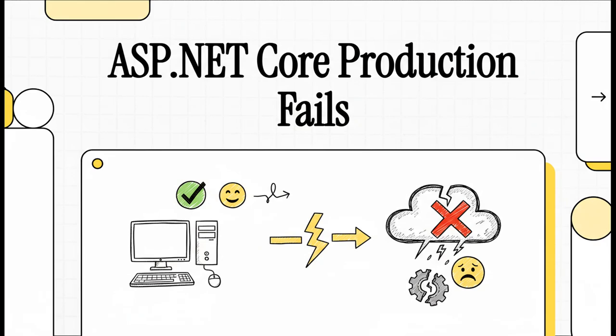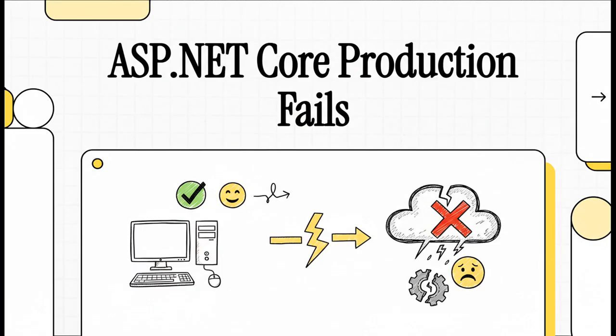Okay, let's be real. We've all been there. You've poured your heart and soul into building this awesome ASP.NET Core app. On your machine, it runs like a dream. You deploy it, you're feeling on top of the world. And then, nothing. Or worse, absolute chaos.